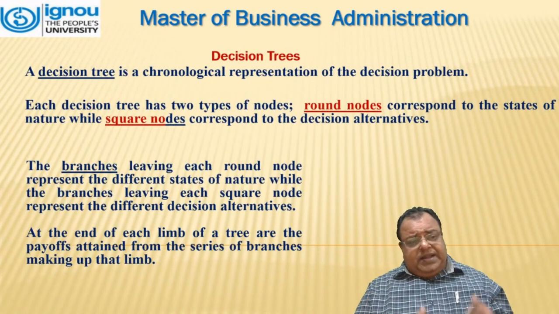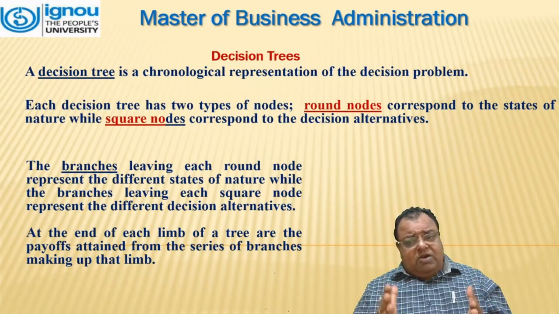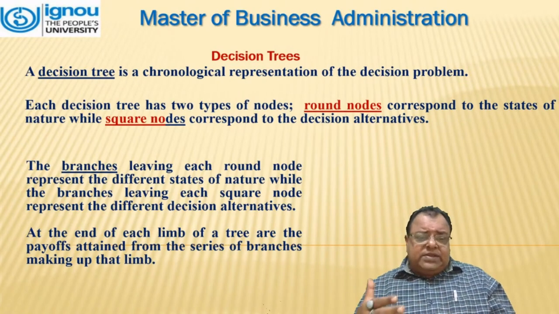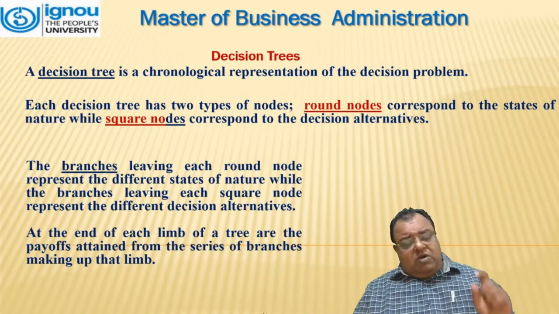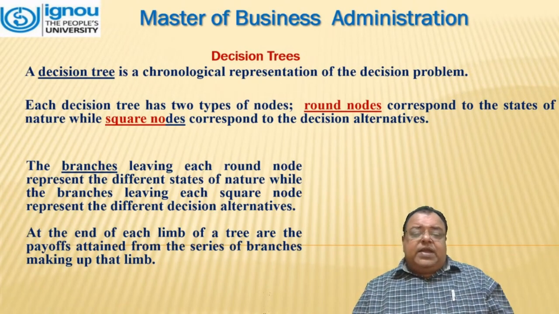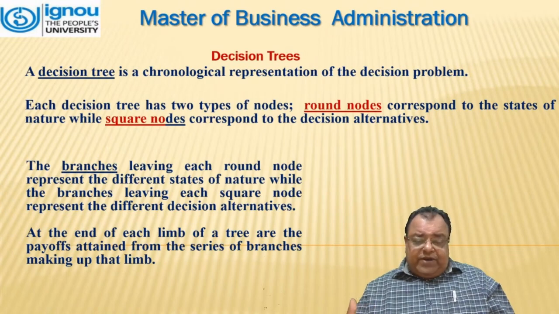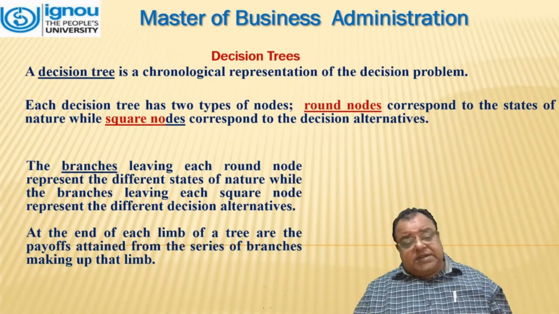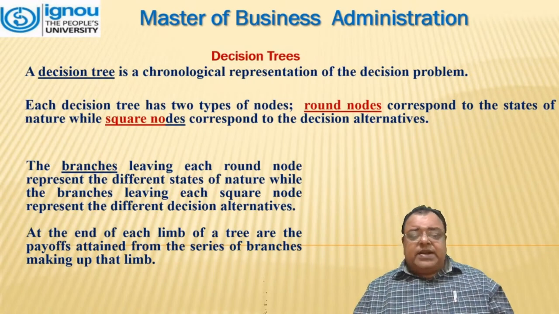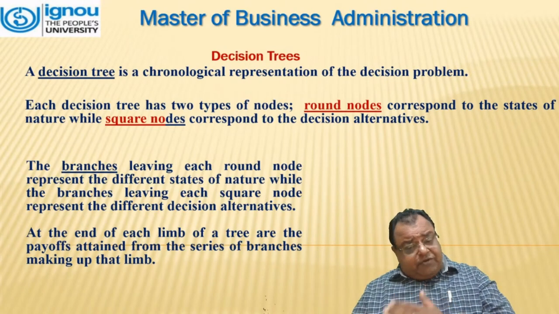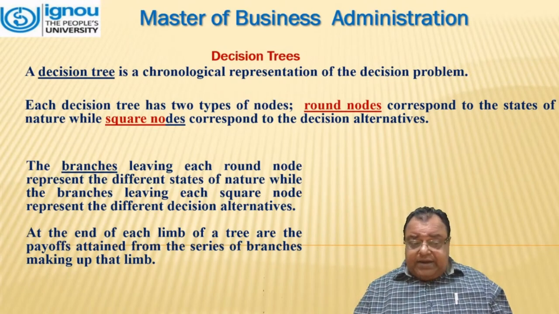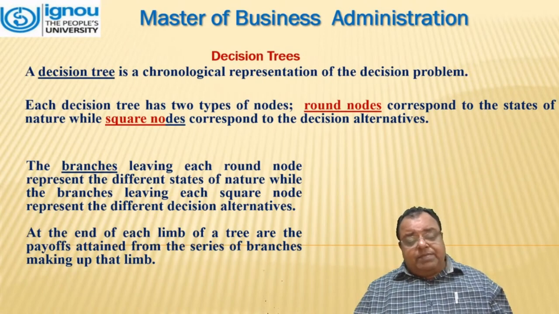Decision tree. A decision tree is a chronological representation of a decision problem. Each decision tree has two types of nodes, that is round nodes, which correspond to the states of nature, while square nodes correspond to the decision alternatives. The branches leaving each round node represent the different states of nature, while the branches leaving each square node represent the different decision alternatives. At the end of each limb of the tree are the payoffs attained from the series of branches making up that limb.